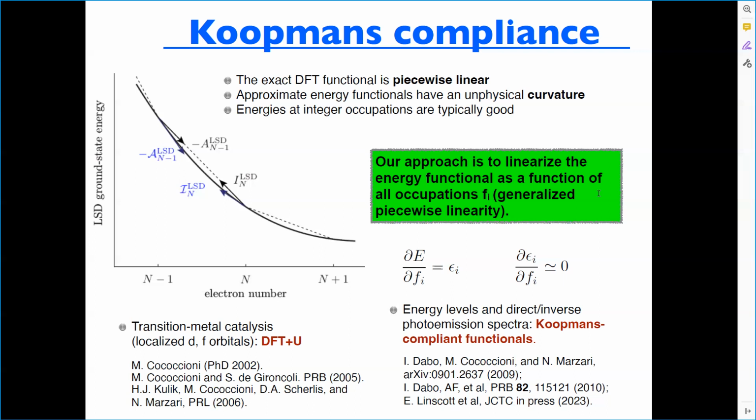And these are the concepts that we have been using to assess and address energy levels as out of direct and inverse photoemission spectrum. Here is where the development of Koopmans compliant functions is actually linked. Some of the references were already mentioned.